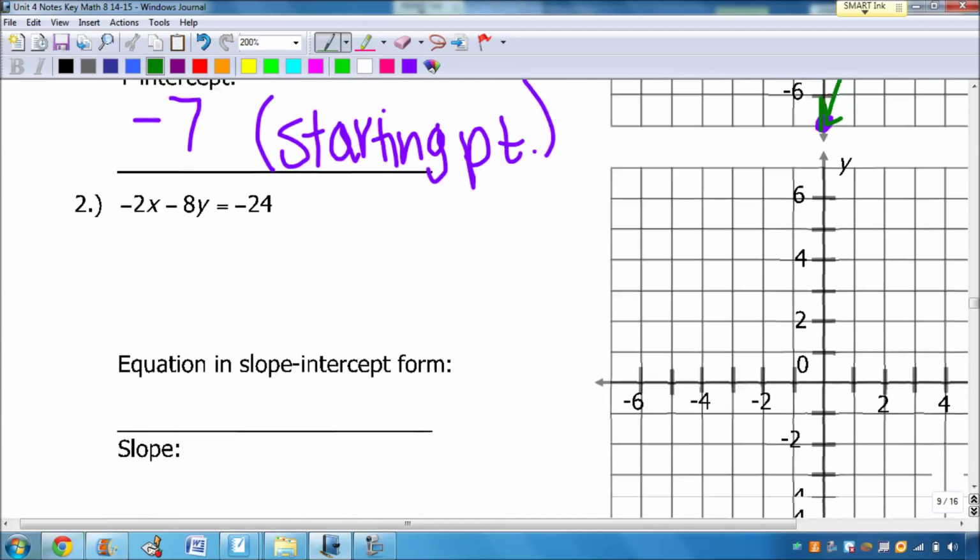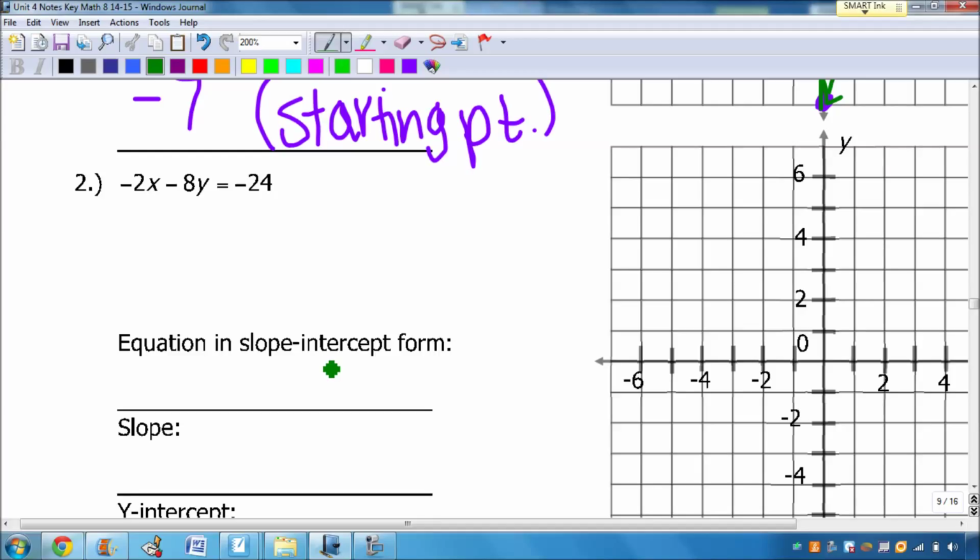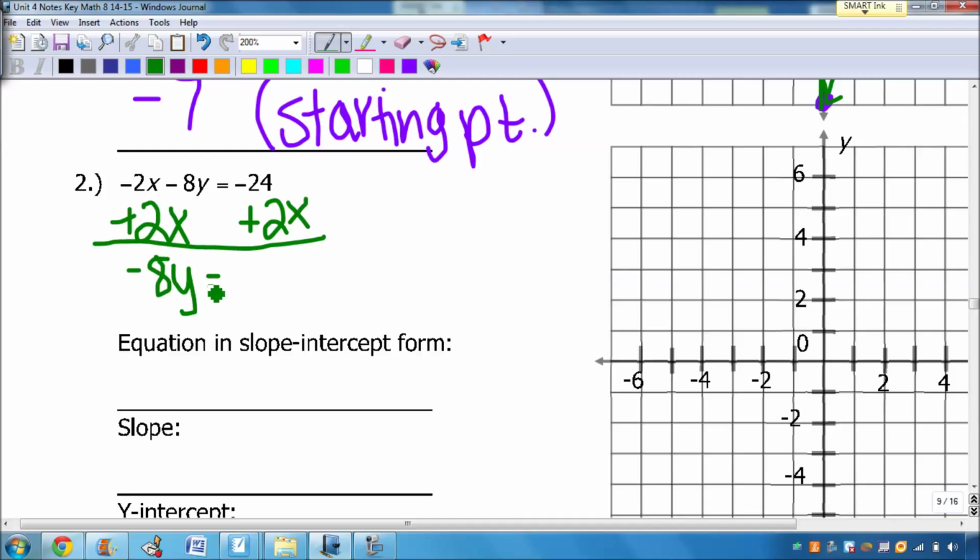I want to graph out question number 2, but in order to be able to do that, I need to get the y alone. So the first thing I'm going to do is get rid of this negative 2x right here. The way you would get rid of it is by adding 2x to both sides, because negative 2x plus positive 2x cancel each other out. So you end up getting negative 8y equals 2x minus 24, or negative 24 plus 2x. It's up to you how you want to do this, okay?